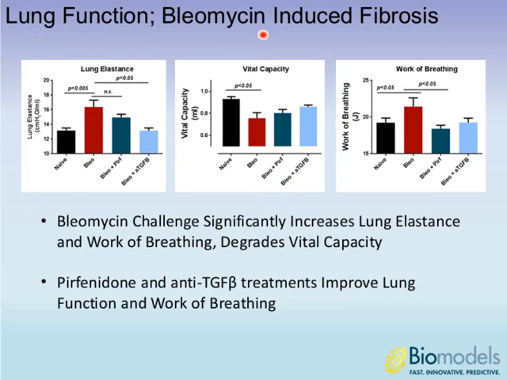If we want to quantify lung function, we can see bleomycin resulted in a very significant increase in lung elastance. Pirfenidone reduced this to some extent, but there was a significant reduction, almost to naive levels, with anti-TGF-beta treatment. If we want to look at this in terms of vital capacity, bleomycin had a significant reduction in vital capacity in these mice. This was improved somewhat with both of our treatments, but not significantly. Also, we can look at work of breathing. You can see bleomycin treatment induced a significant increase in the work of breathing, which was ameliorated with pirfenidone as well as anti-TGF-beta.